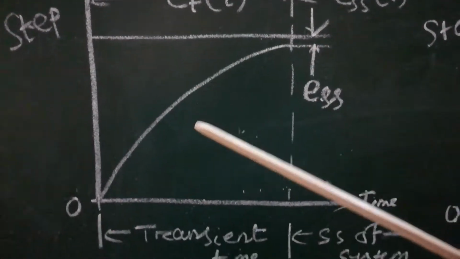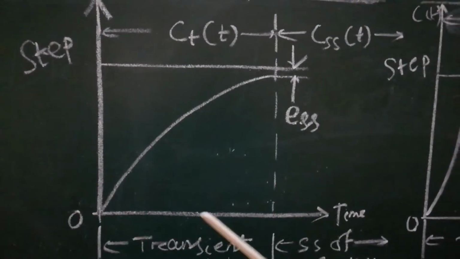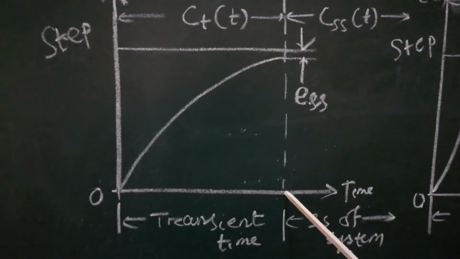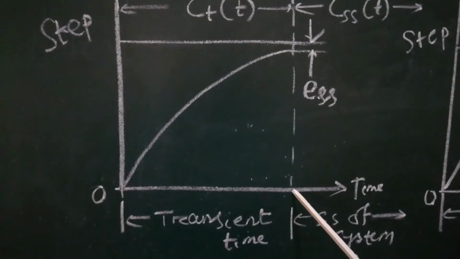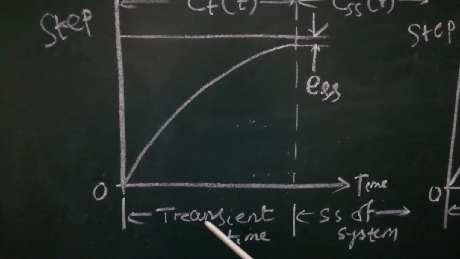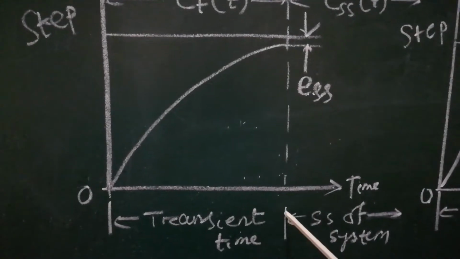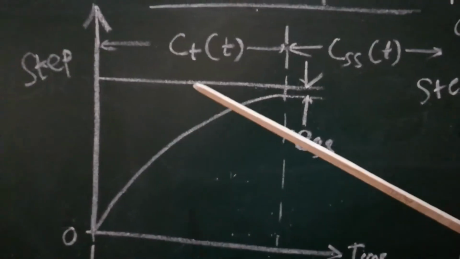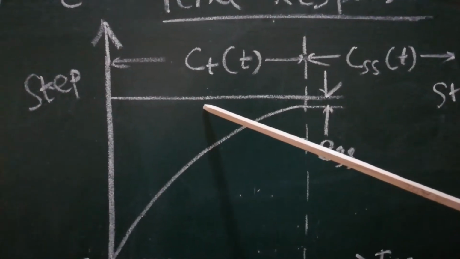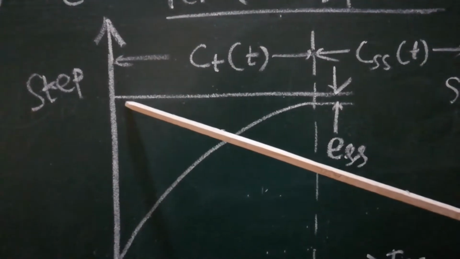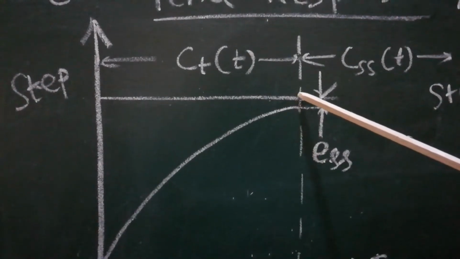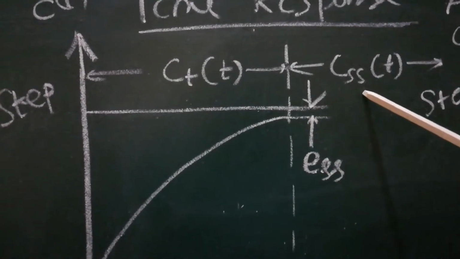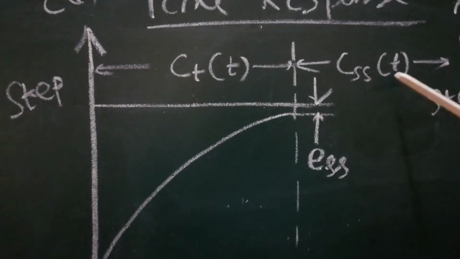Fine. So here what will happen, see, up to this point the figure shows transient behavior. So this is the transient time, and after that the time is for steady state. Fine. So here the response is also in the same manner. We can explain that from here to here this is c_t(t), the transient response, and after that the response is the steady state response, so c_ss(t).